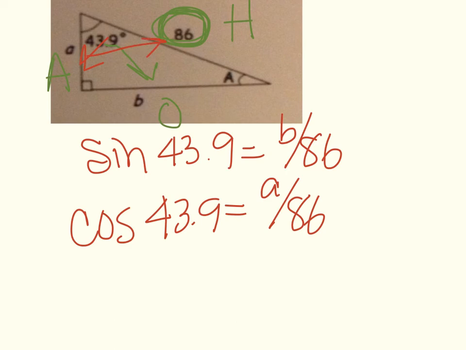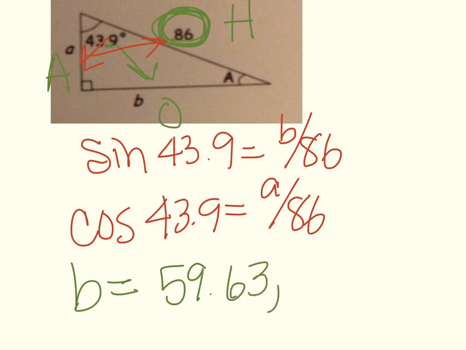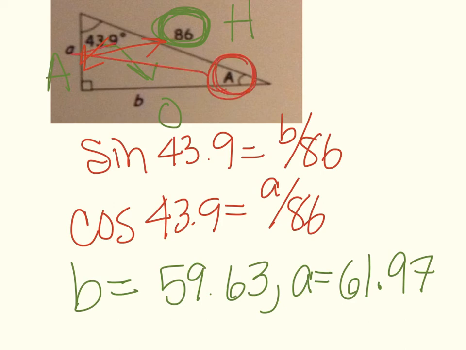So when I put this into my calculator, I'm just going to take 86, multiply it by the sine of 43.9, and I find out that B equals about 59.63. And then I'm going to take the cosine of 43.9 and multiply that by 86. And when I do that, I find out that A equals about 61.97.